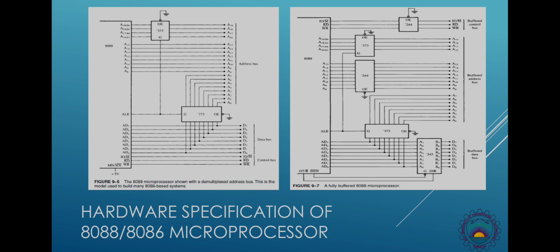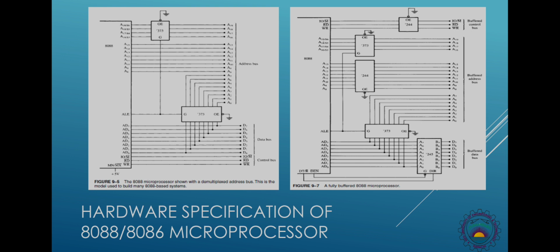In this slide, we have figure 9-5, and you may see that the address data multiplex bus AD0 to AD7 is connected with a 74373 latch IC. At the output of the latch, you will have address only, A0 to A7. The output enable pin of the latch is connected to ground, so that the output lines of the latch are enabled for the whole duration of the operation.